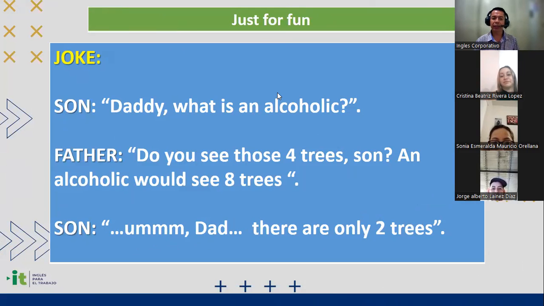Joke, chiste, right? The son said to the father, el hijo al papá, Daddy, what is an alcoholic? And the father said, do you see those four trees, son? An alcoholic would see eight trees. And the son said, Dad, there are only two trees.